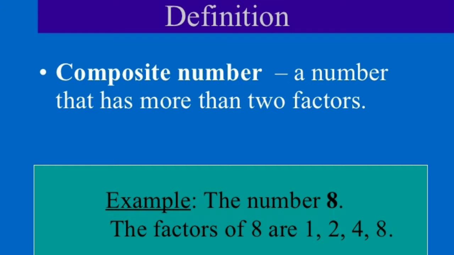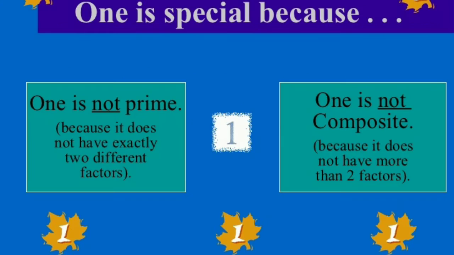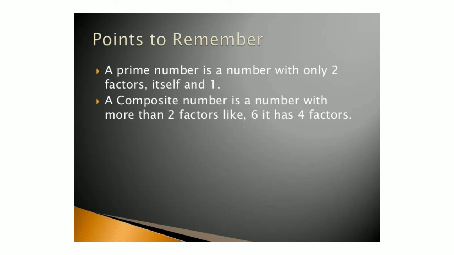Dear students, I hope you understand about composite numbers, a number that has more than 2 factors. We can see a few examples of composite numbers: 4, 6, 8, and so on. And you just remember about 1. 1 is neither a prime nor a composite number.